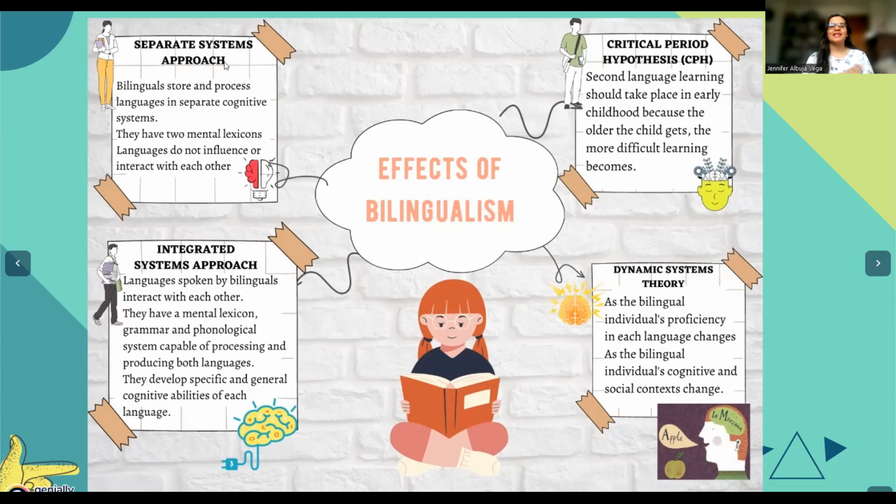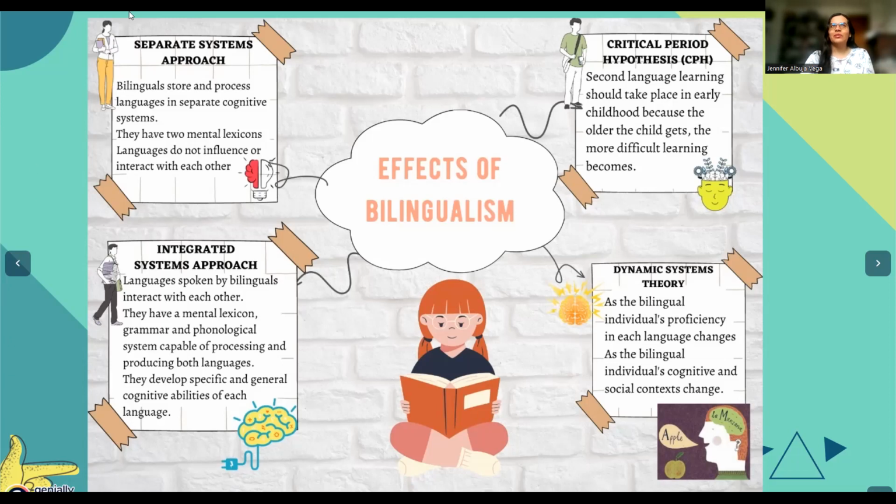Then we have the integrated system approach. This has a particular difference with the separate one because in this, the spoken languages can interact with each other. They have mental lexicon, grammar, and phonological skills. And finally, they develop specific and general cognitive abilities of each language.